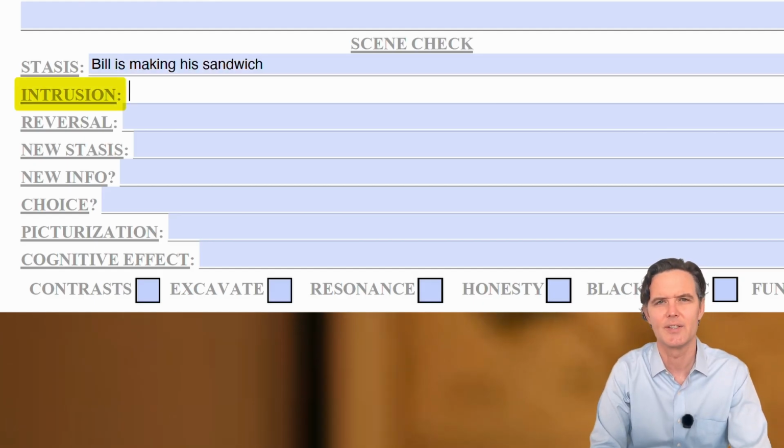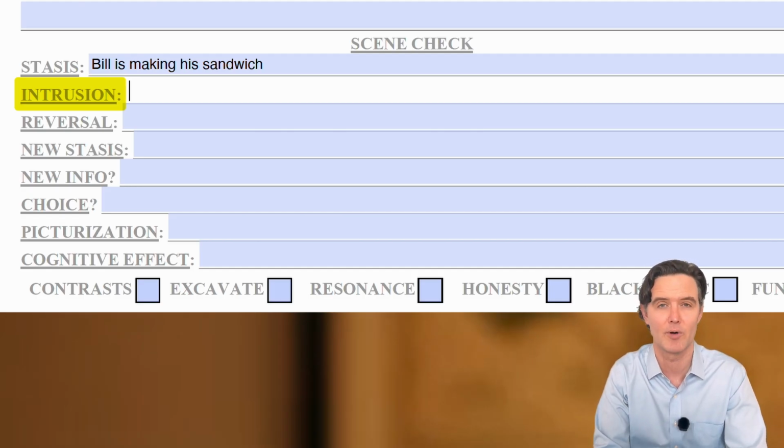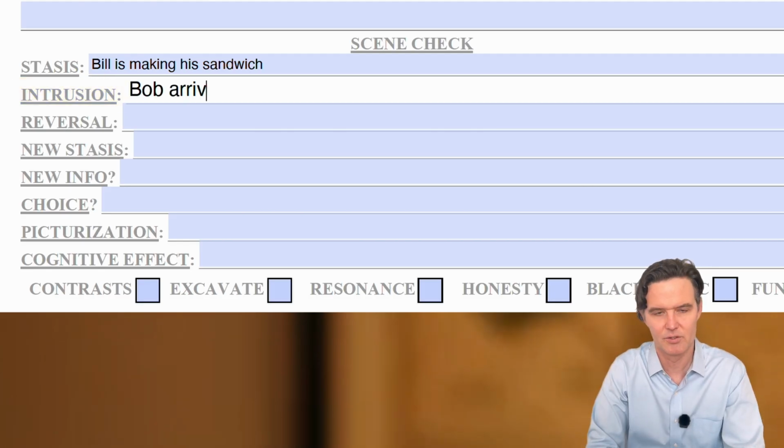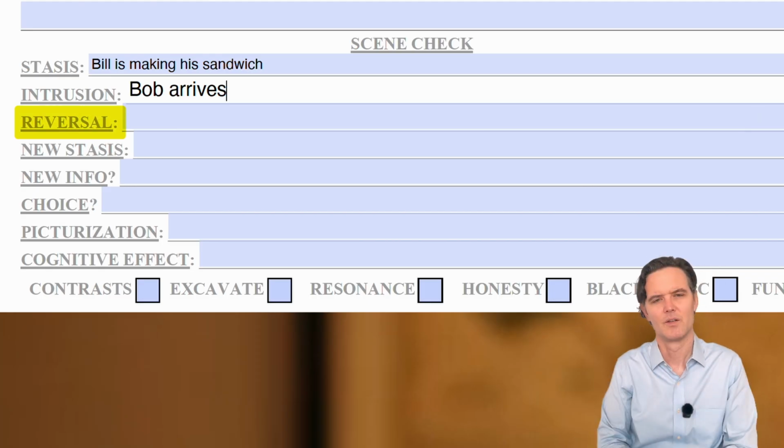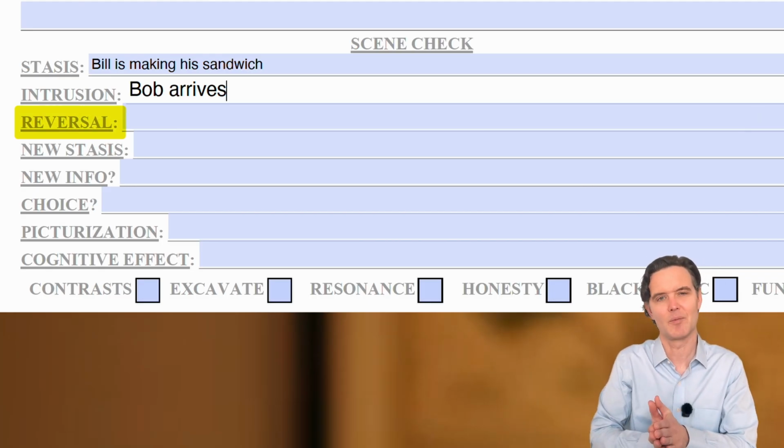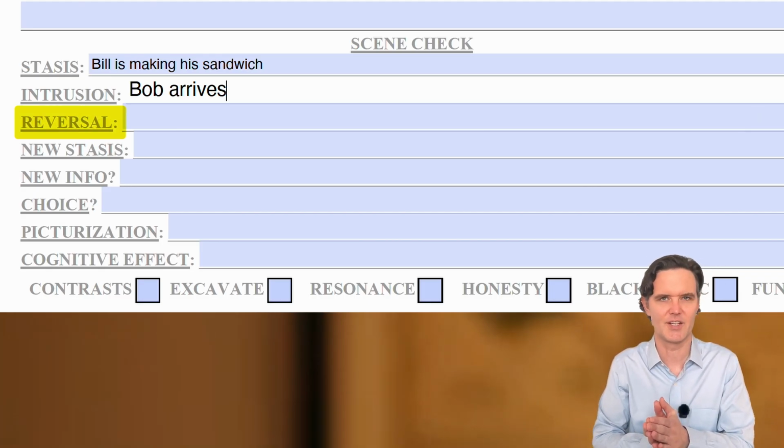Next, the intrusion is the thing that starts the scene. And again, we're pretending that we've written this. So I look back and I say, oh, the thing that ignites the scene, Bob arrives. Great. Now, reversal. So it's essentially the turning point of the scene.